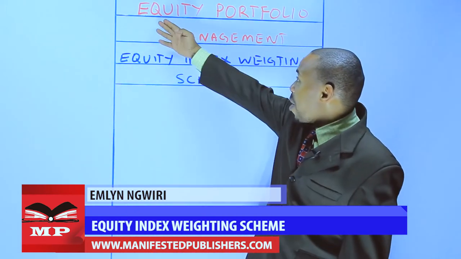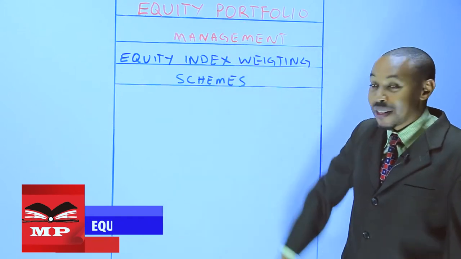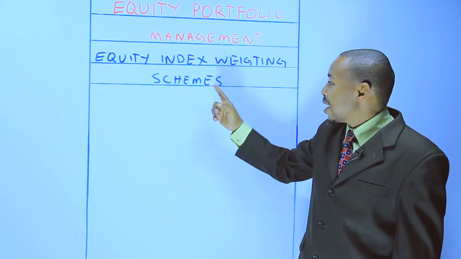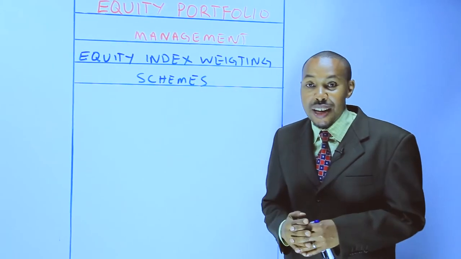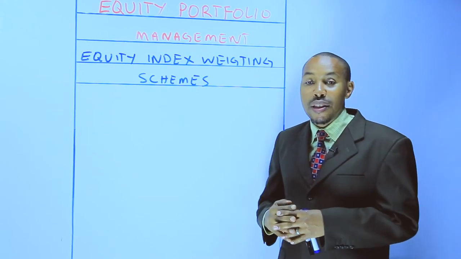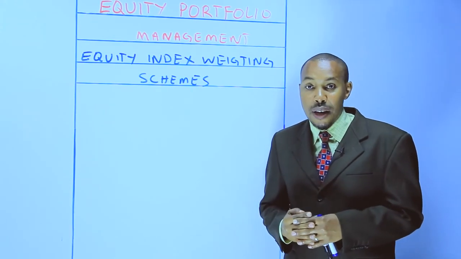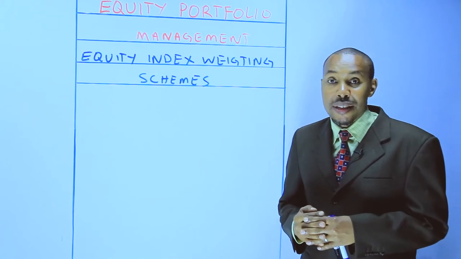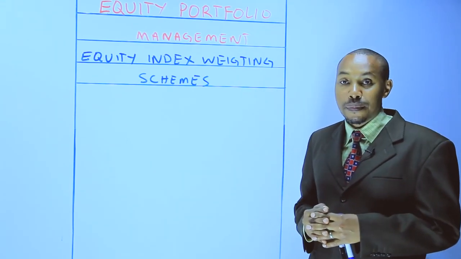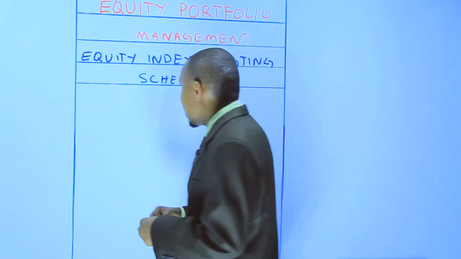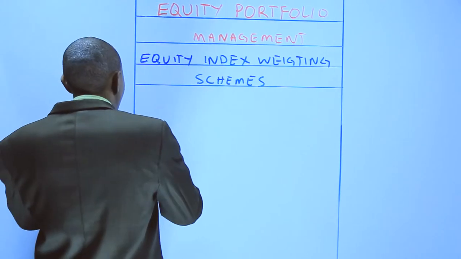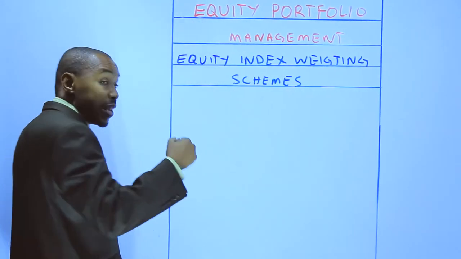We are learning about equity portfolio management. The focus of today's lesson is equity index weighting schemes. In today's lesson, we are going to learn about the types of indices that exist within the equities market. Thereafter, we're going to analyze the biases of those index weighting schemes. So to jumpstart this lesson, we're going to analyze the types of indices.